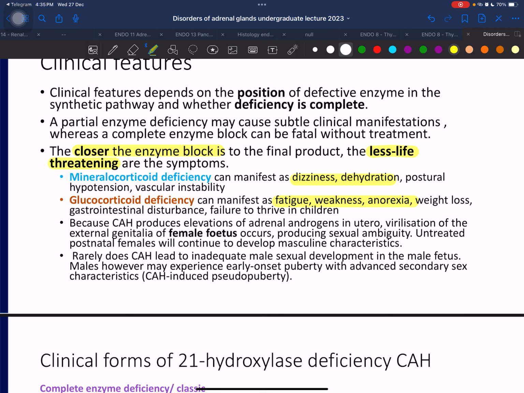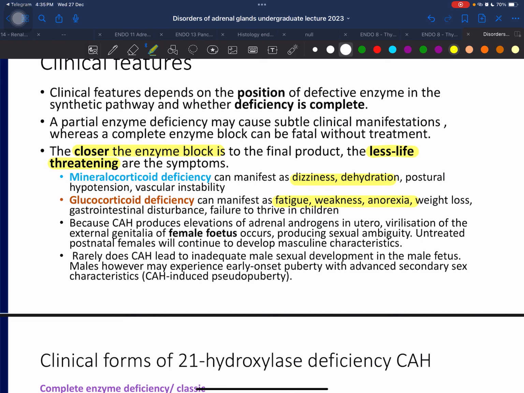Okay. Now you have too much of androgens because all of the precursors are being channeled to form the androgens, like what I said, right? So, females, they will have sexual ambiguity, female infants, okay? And if untreated, they will continue to develop masculine characteristics because they have too much of androgens already, okay? Now, rarely does CAH lead to inadequate male sexual development in the male fetus, okay? Males, however, experience early onset puberty with advanced secondary sex characteristics. Okay, so the effects of virilization is very clearly seen in female infants. Okay?